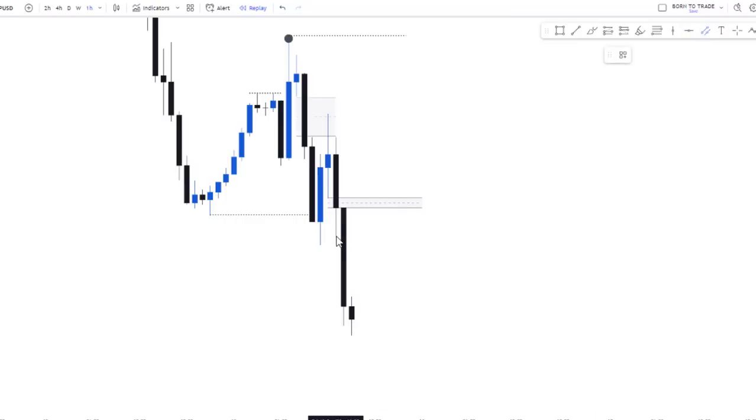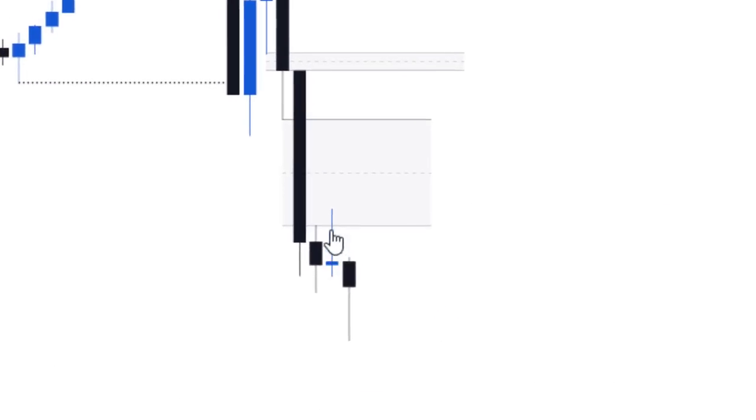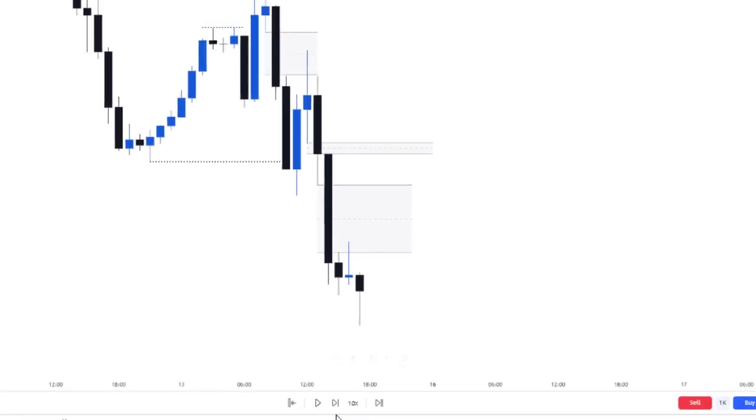Now we have another larger fair value gap over here. I hope you can clearly see this. There's another fair value gap. Let's see if we're getting a pullback. Now you see price taps into this fair value gap. I hope you can clearly see the price action right here. Price taps into this fair value gap and it pushes to the downside.